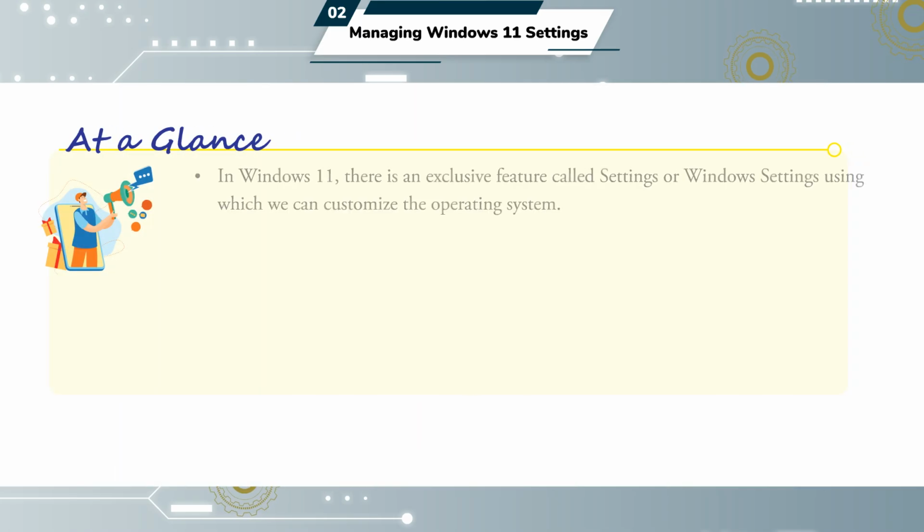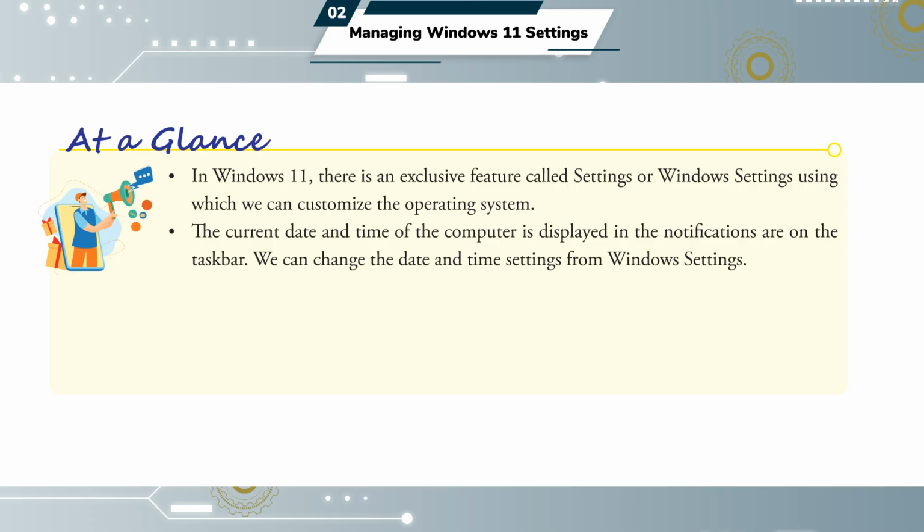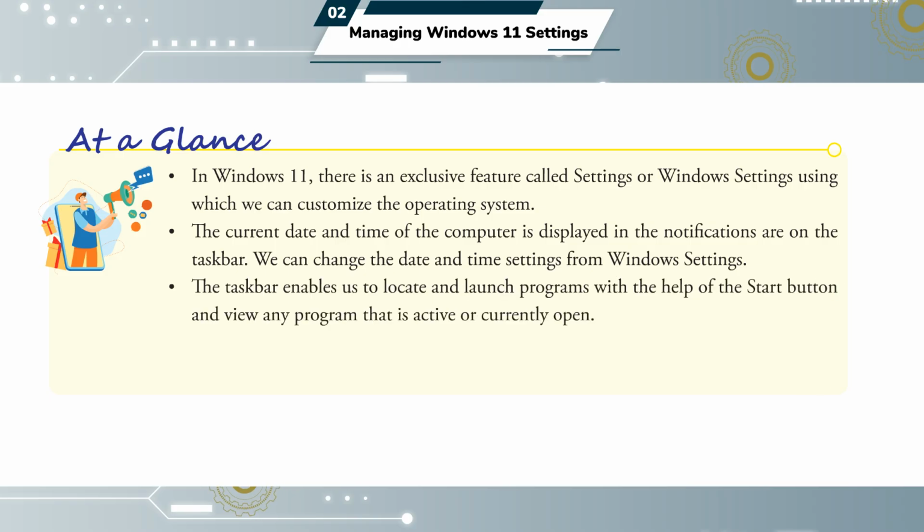At a glance. In Windows 11, there is an exclusive feature called Settings or Windows Settings, using which we can customize the operating system. The current date and time of the computer is displayed in the notifications area on the taskbar. We can change the date and time settings from Windows Settings. The taskbar enables us to locate and launch programs with the help of the Start button and view any program that is active or currently open.